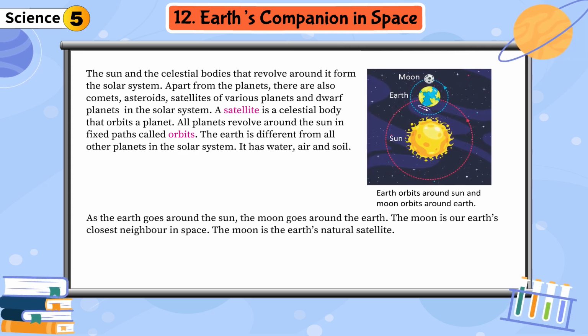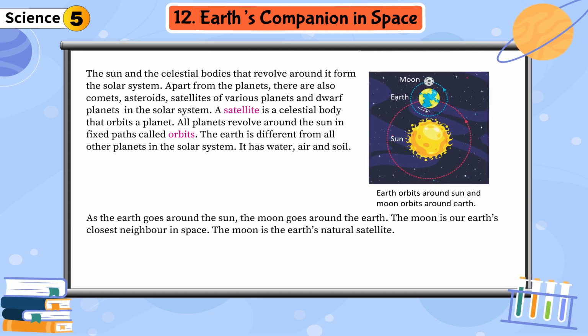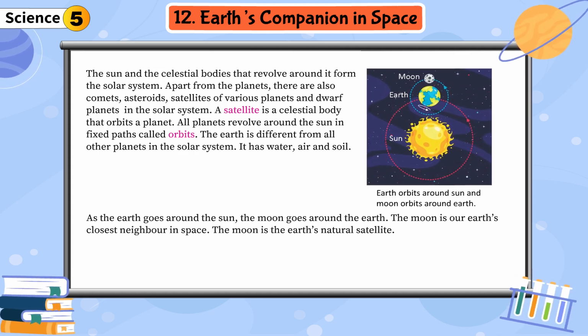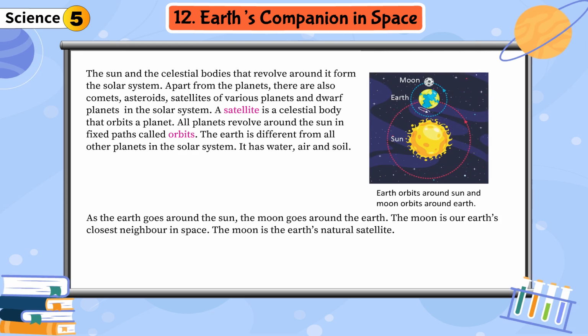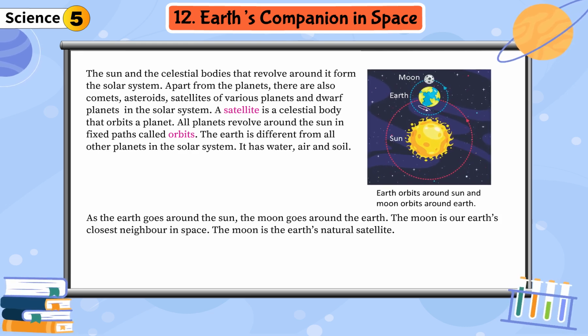As the Earth goes around the Sun, the Moon goes around the Earth. The Moon is our Earth's closest neighbor in space. The Moon is the Earth's natural satellite.